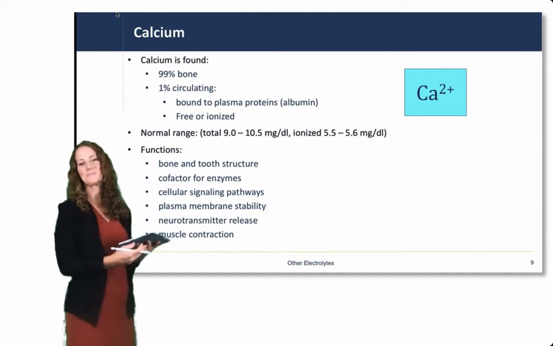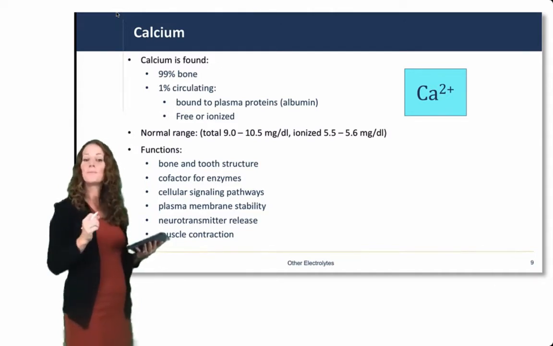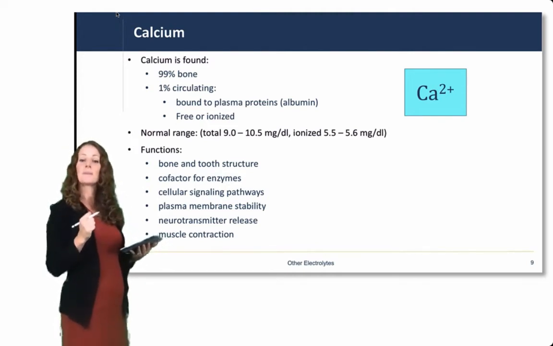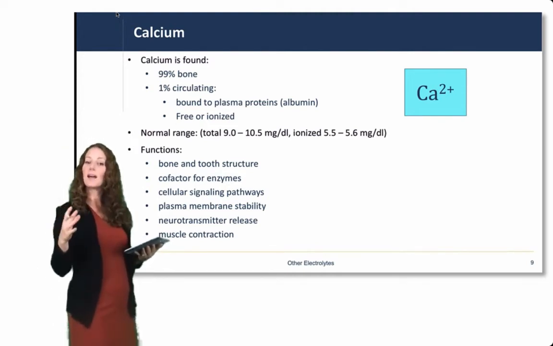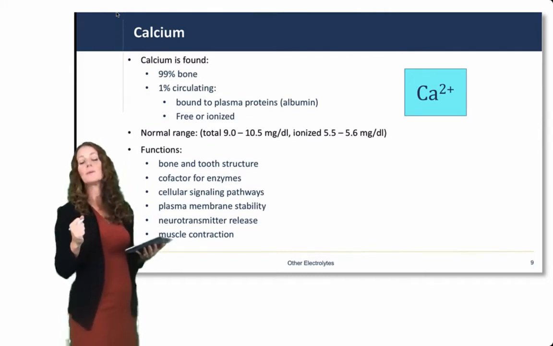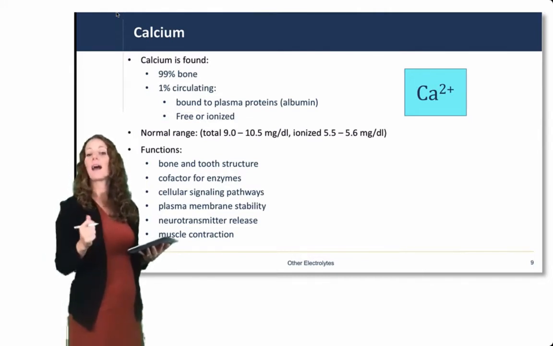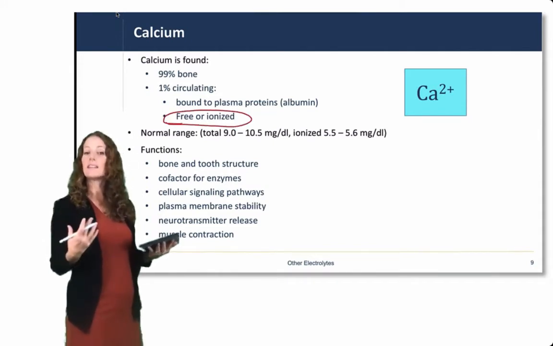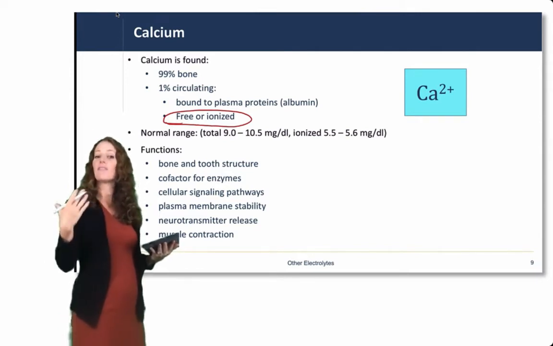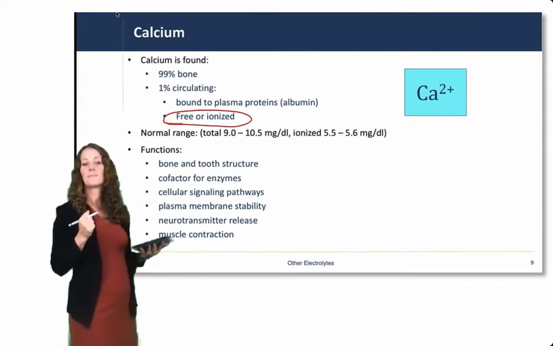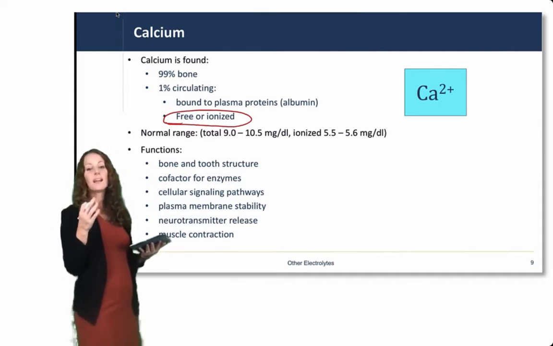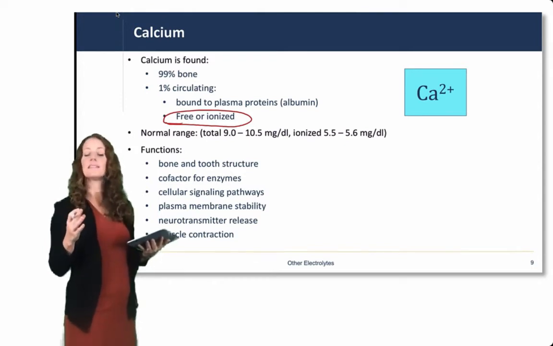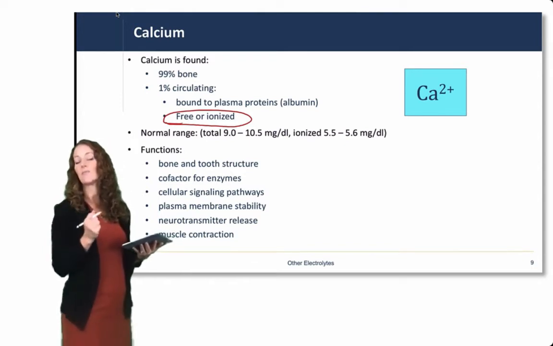Okay, on to calcium. Calcium is found primarily in the bone. About 99% is found in the bone, only about 1% is circulating. Of that 1% that is circulating in the blood, about half of it is bound to plasma proteins, and about half of it is free or ionized. It's the free or ionized calcium that is available for signaling, and so that is the amount that is actually functioning within the body. The normal range of calcium is 9 to 10.5 milligrams per deciliter. The normal range for ionized calcium is 5.5 to 5.6.